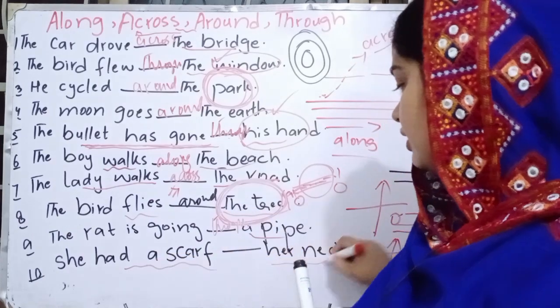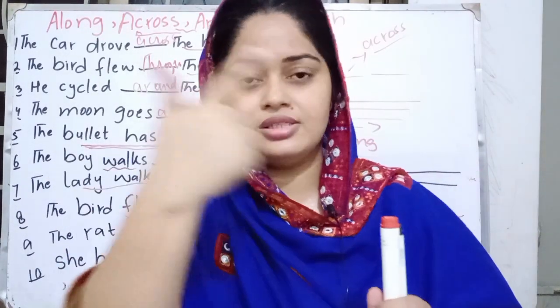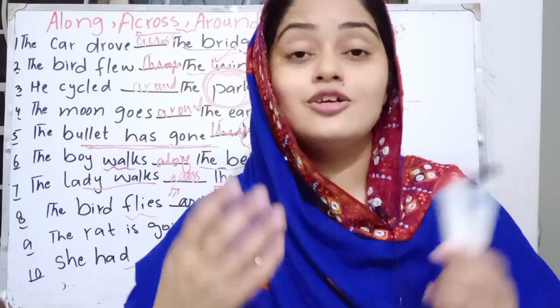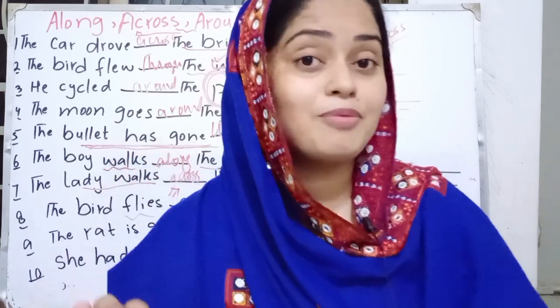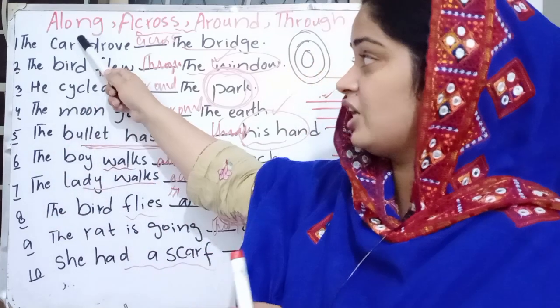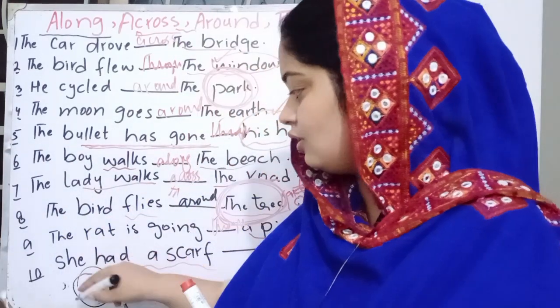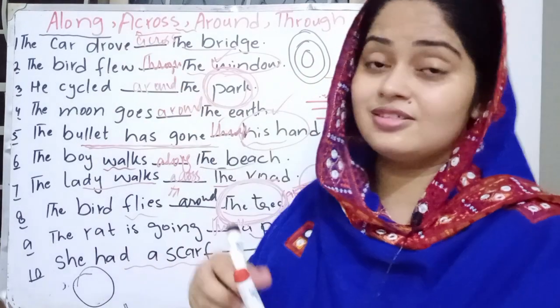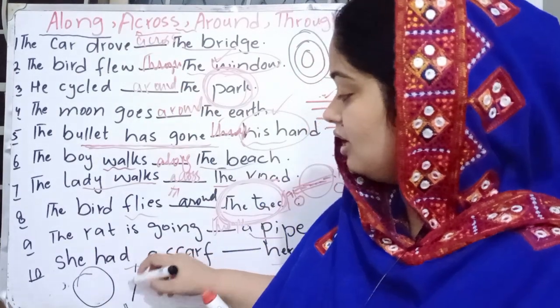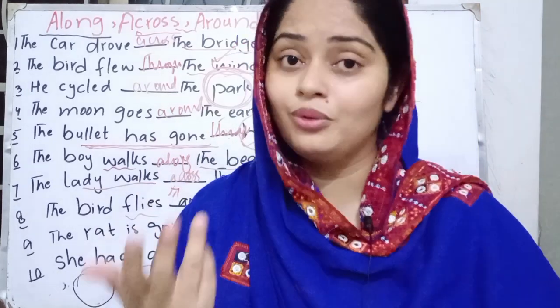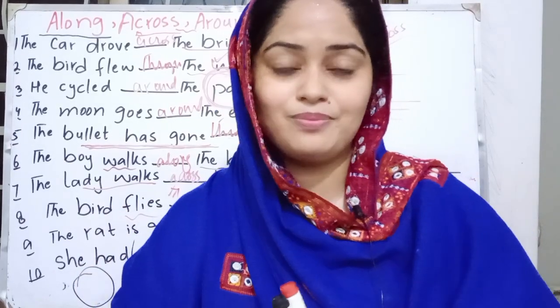She had a scarf her neck. Now the scarf is surrounding the neck in a circular shape. Now it's your turn to tell me in the comment section which preposition is correct. Is it along, which is in a constant direction? Is the scarf in a constant direction, or in a circular shape? Is the scarf reaching from one end to the other? Is the scarf going through the neck? No. Then what is the right and correct preposition? I am waiting for your comments.